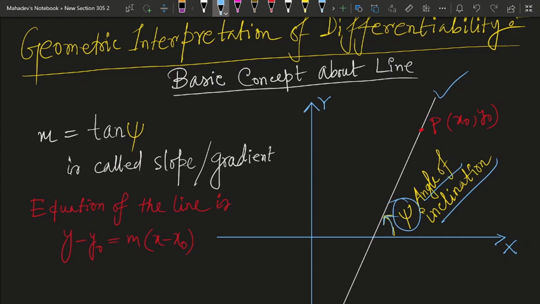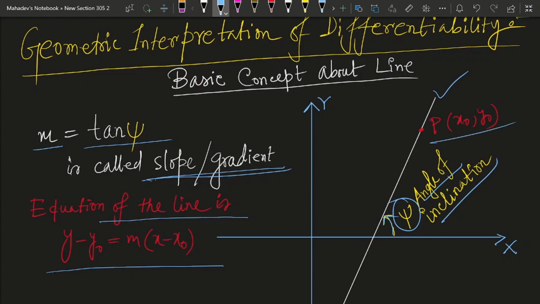Now, going to the slope or gradient of this line. The tangent of this angle is called the slope or gradient of this line. It is generally denoted by m. Then the equation of the line is y minus y naught equals m into x minus x naught, where P(x naught, y naught) is a point on the line. So this line is passing through the point P(x naught, y naught), and psi is the angle of inclination. So tan psi equals m is the slope or gradient. Then the equation is y minus y naught equals m into x minus x naught. This is the basics of lines.